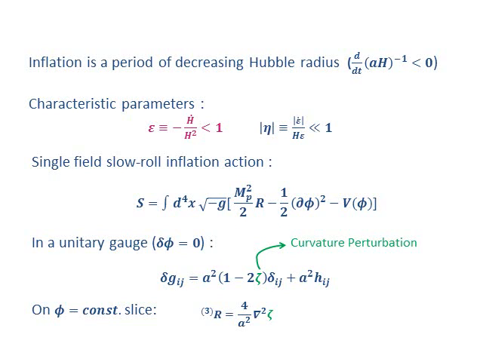Now we can go to a gauge called unitary gauge, where the fluctuation of the inflaton is 0, and so all the perturbations are due to metric perturbations. The spatial part of the metric perturbation is written here, and the perturbation parameter zeta is called the curvature perturbation, because when we look at the phi equals constant slice and compute the extrinsic curvature on this slice, it becomes related to the square of zeta. Due to this fact, we call it a curvature perturbation.